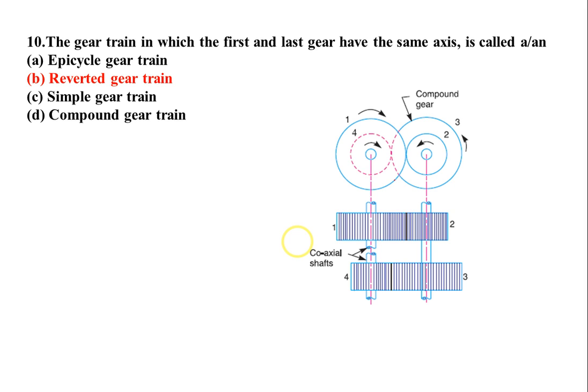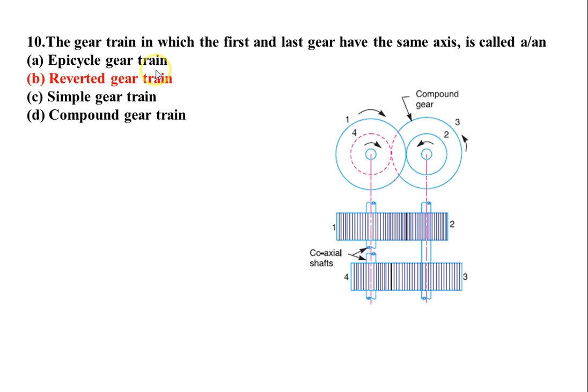The gear train in which the first and last gear have the same axis is called a reverted gear train. You can see in the figure, gears 1 and 4 have the same axis, coaxial gears. In a simple gear train, one shaft has only one gear, and in a compound gear train, one shaft has more than one gear. You can see in this figure one shaft having gears 3 and 2.